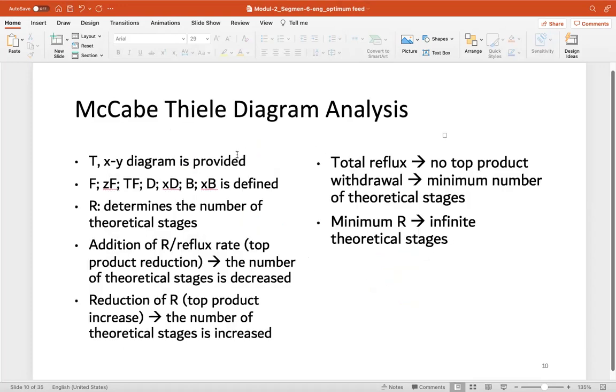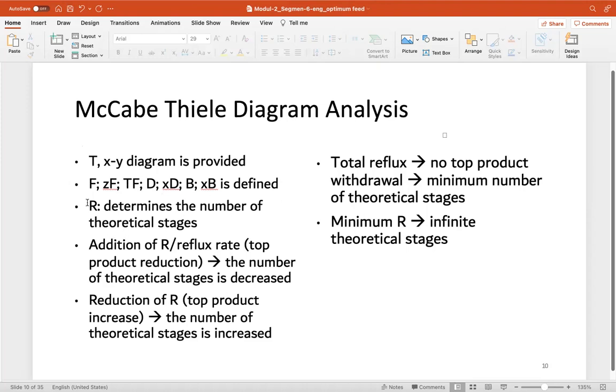In the mass and energy balance analysis, which would be the outcome of the exam, I think the exam, the module one, should be next week. The exam next Friday. So first, usually we have the TXY diagram provided, and also the feed composition, the temperature, the composition of distillate, and composition of bottom also defined in the problem.